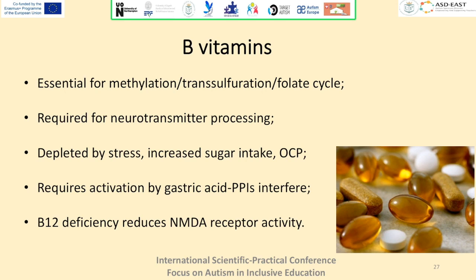The role of B vitamins. They are essential for methylation, transsulfuration, and the folate cycle in our cells, required for neurotransmitter processing, depleted by stress, increased sugar intake, and OCP, required activation by gastric acid, and B12 deficiency reduces NMDA receptor activity.